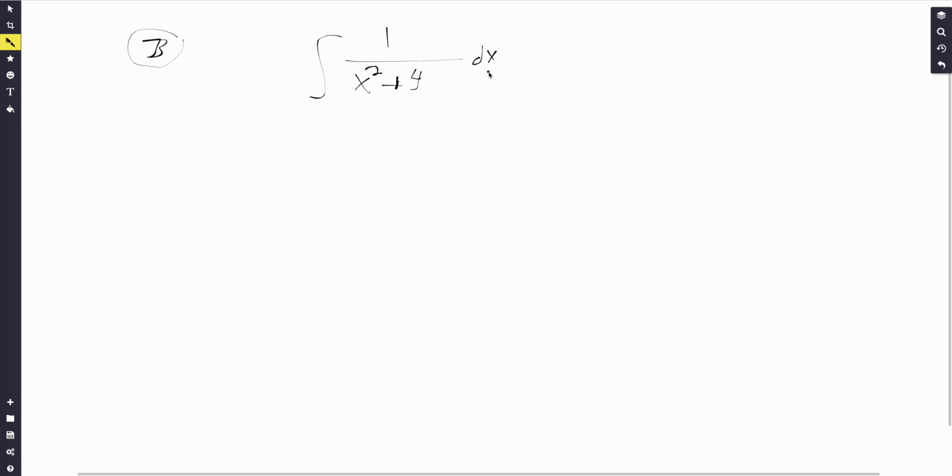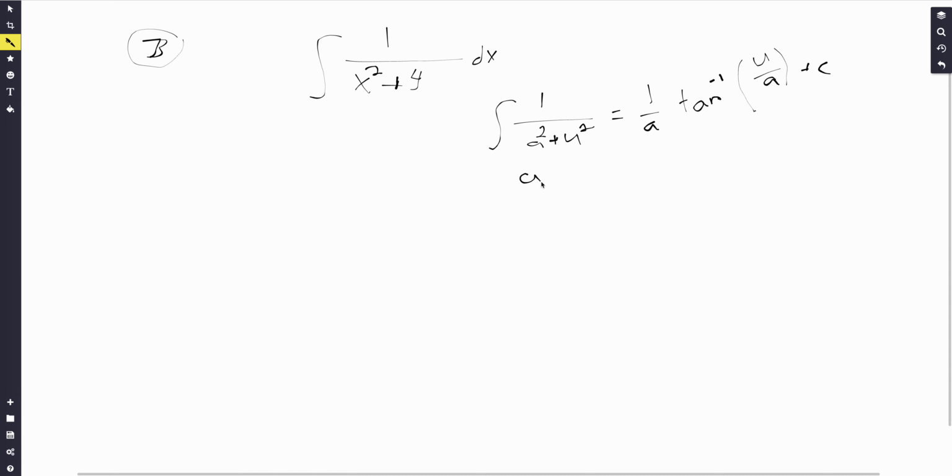Hopefully you see that you do not have to do PFD for this question. Basically, hopefully you have this memorized: the integral of 1 over a squared plus u squared is equal to 1 over a arctan, or inverse tan, of u divided by a, plus c. You have to have this formula memorized. If you're taking the high school AP Calc AB or BC exam, you have to have this memorized.